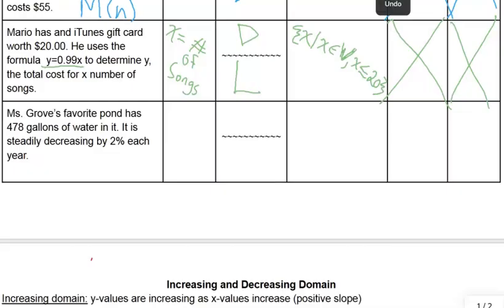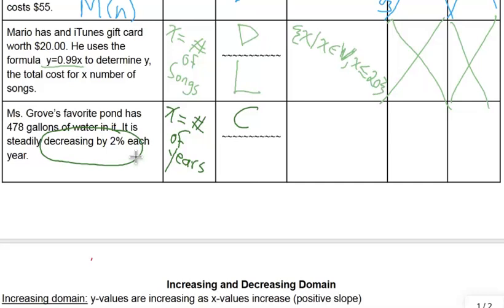And it is gallons of water depending on how many years have passed, since we're saying it's decreasing by 2% every year. So if the gallons depends and the input is independent, that would make years my independent variable or my input. Now with years, which is a measurement of time, much like all other measurements, it is going to be something that's continuous.